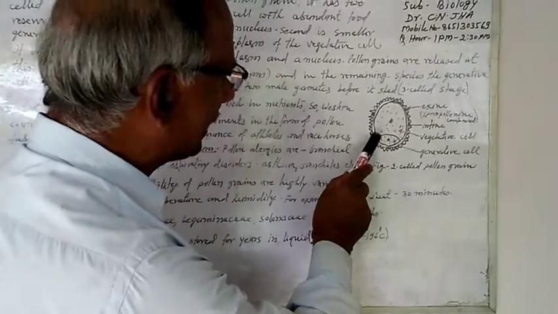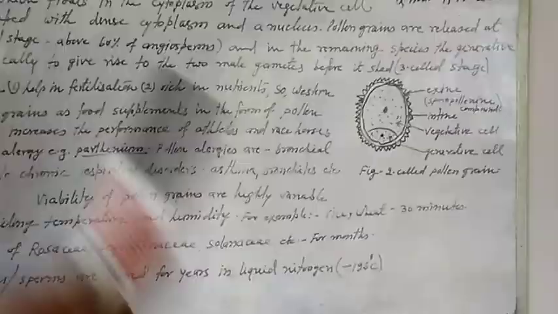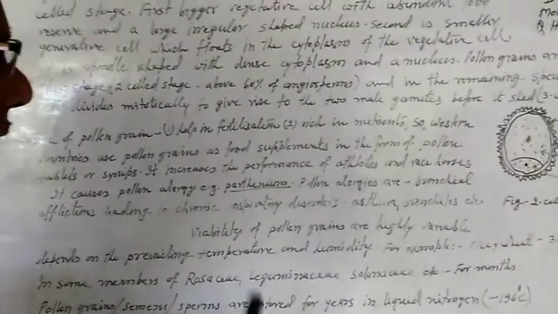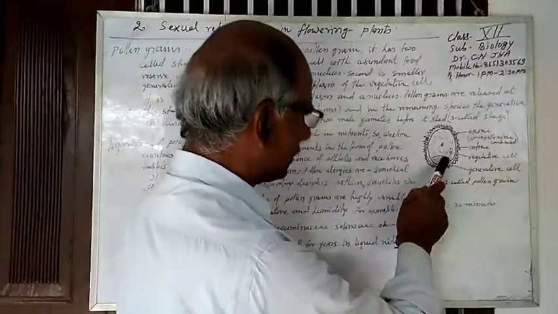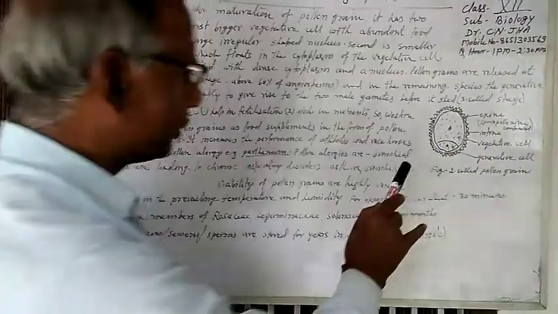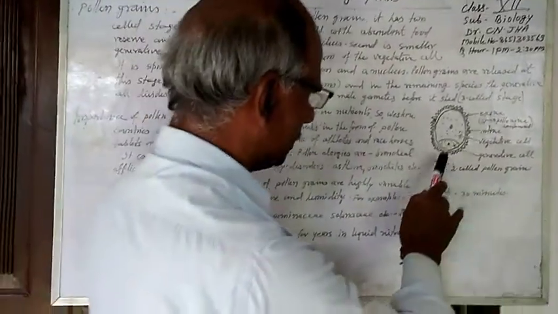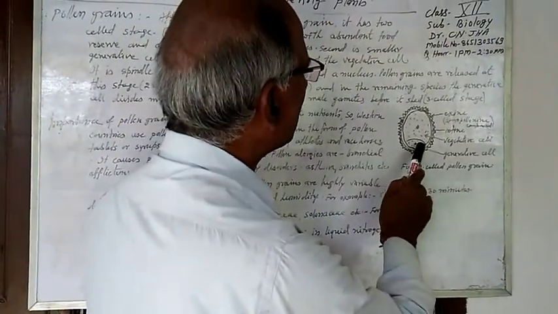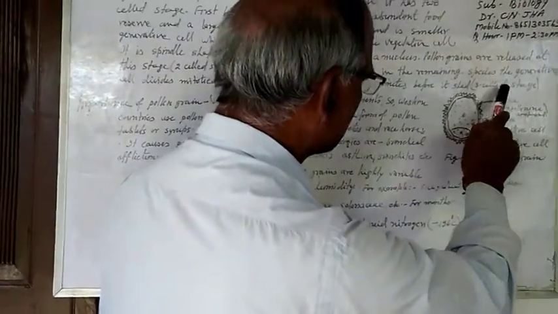Pollen grains are released at this two-cell stage in the maximum of the angiosperms, about 60%, and in the rest, in the remaining species, this generative cell divides mitotically to give rise to two male gametes before it is shed. Therefore, at that stage, there are two male gametes and one vegetative cell. This is the three-cell stage.